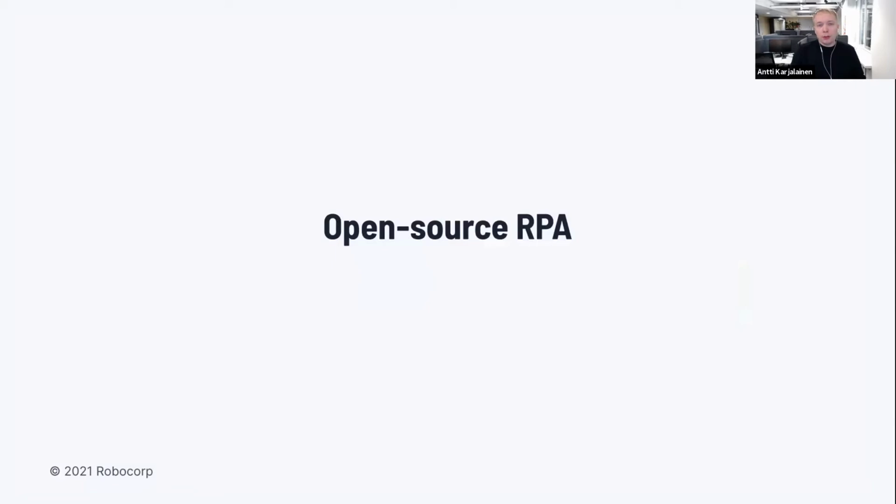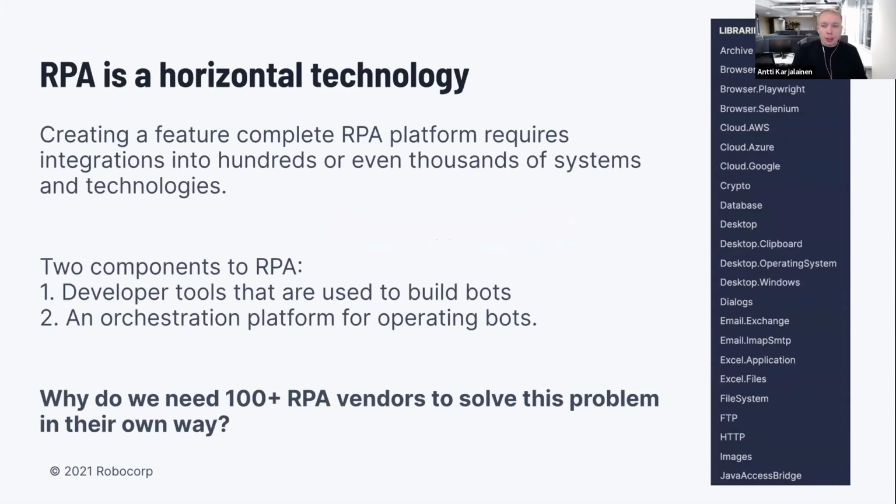So now that we've covered the basics around RPA, let's move into open source RPA. Thinking about RPA as a technology itself, it's pretty horizontal. You have to cover a lot of ground to build an RPA suite. What you basically need is integrations to hundreds, if not thousands, of different applications and operating system functionalities. And there are always two components to RPA. There's the developer tools, the tools that you use to build RPA, and then there's the orchestration platform, the platform that you use to operate the RPA.